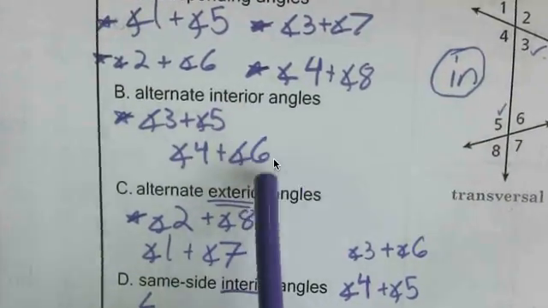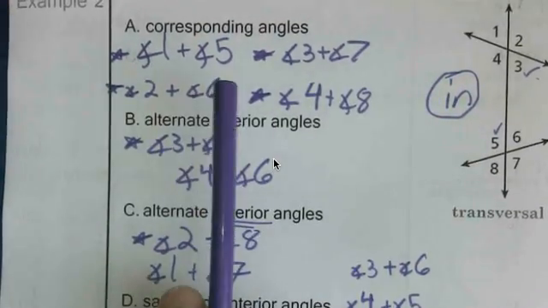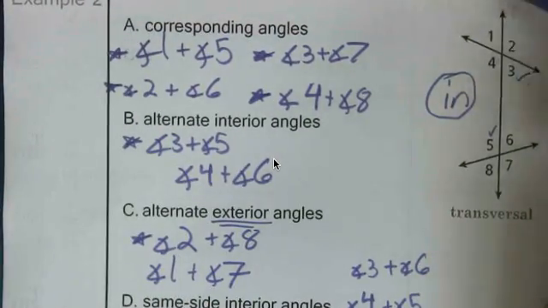Is it in the interior? Is it in the exterior? Or is it just corresponding, where they're kind of the same direction, just different parts of where the transversal cuts?